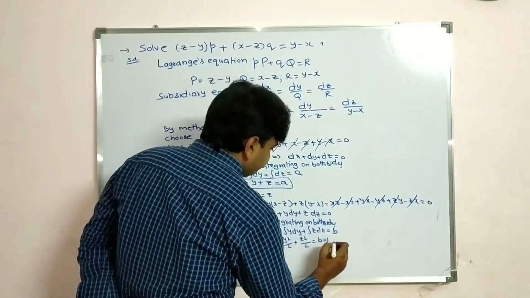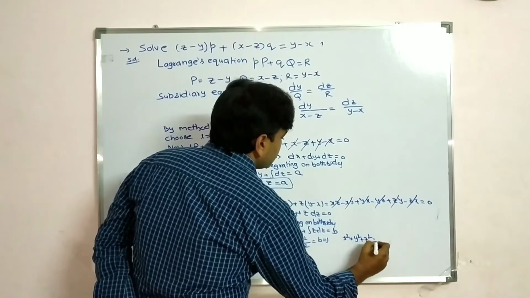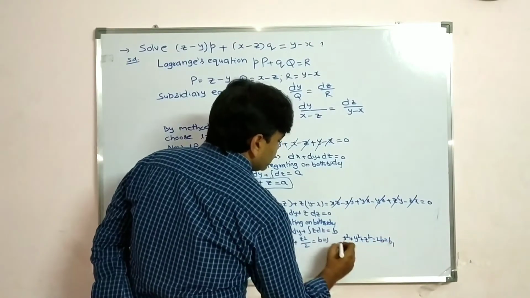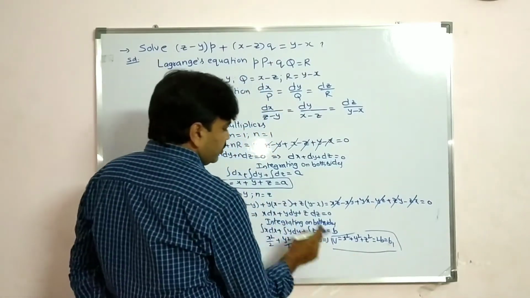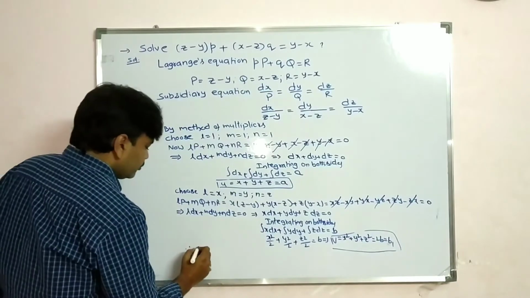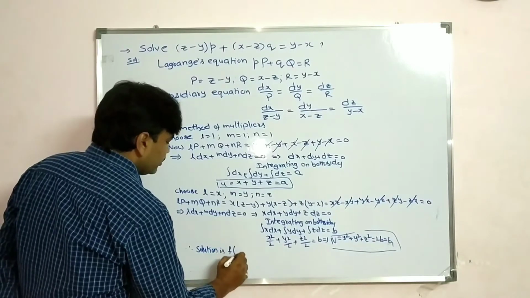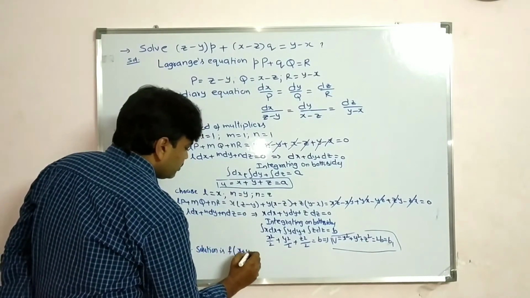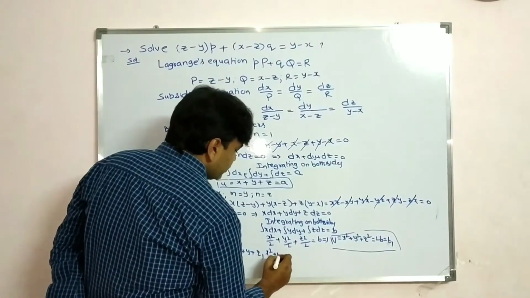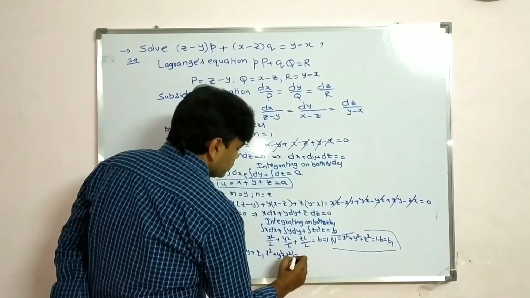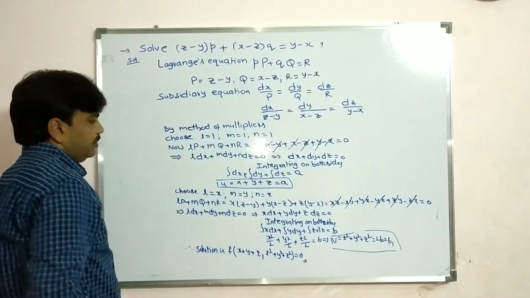So it is x square plus y square plus z square equal to 2b. So 2b is equal to b1. So this is v, students. Now you get the u value and v value, students. Therefore the solution is f of, what is the solution, students? x plus y plus z, comma x square plus y square plus z square, that is equal to 0. This is the solution of the given equation.